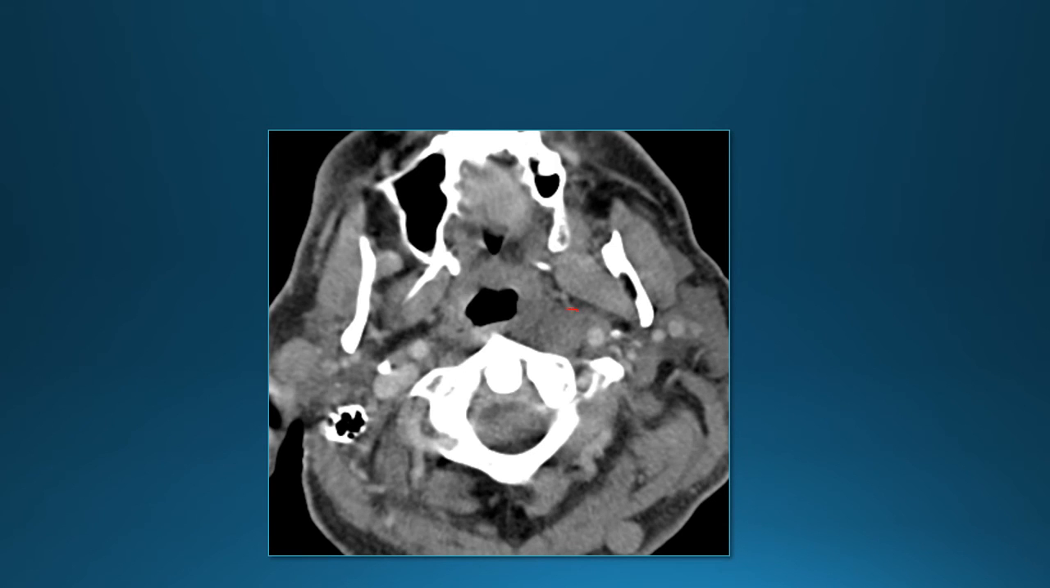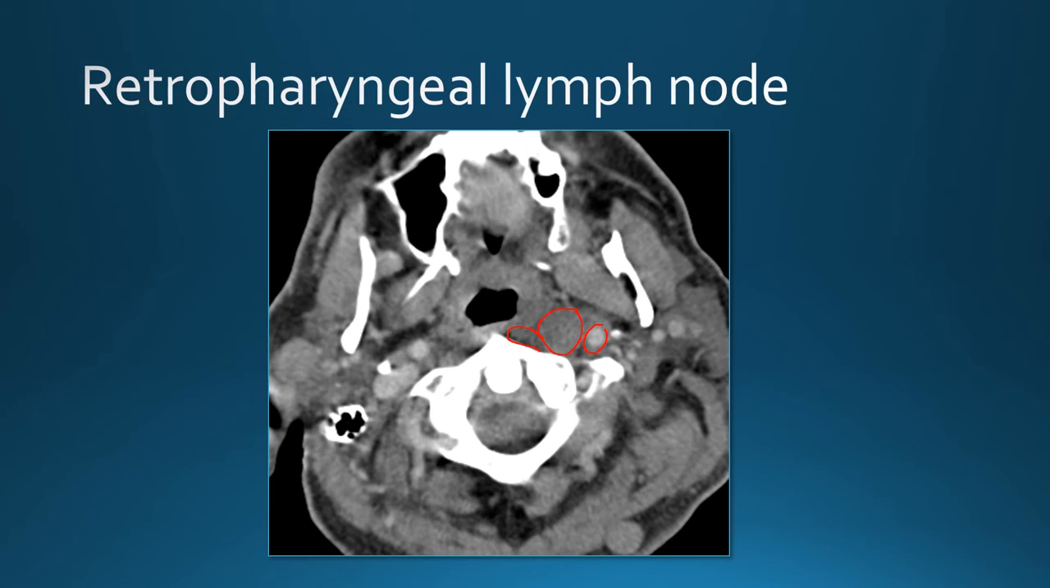This lesion here is a retropharyngeal lymph node, and we know it's a retropharyngeal lymph node because it's between the longus colli muscle here and the internal carotid artery here. So we'll look at some more of this. So this is a retropharyngeal lymph node.